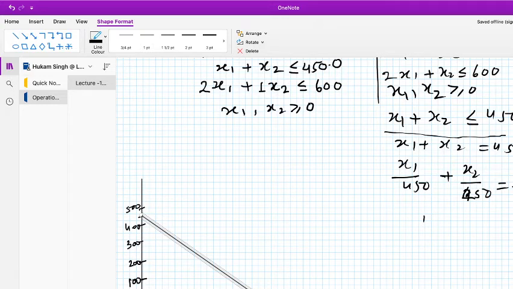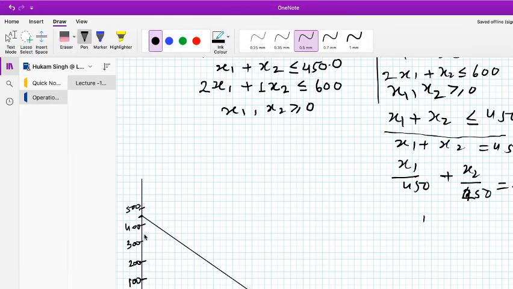So this is our first constraint. And remember, as I told you, all the points below this line will satisfy the constraint.